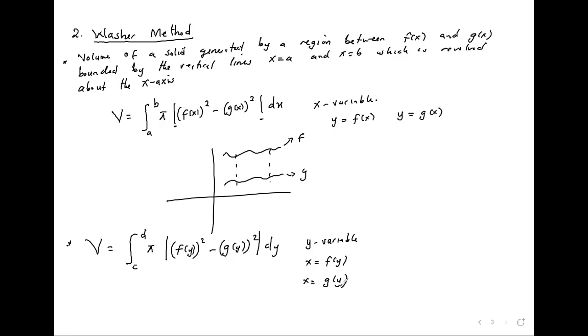So really, how do you know that it's this method? Once I'm given two functions, I'll just get those two functions and square them as I subtract them inside. And you call it the washer method. Seems like they were named nicely.